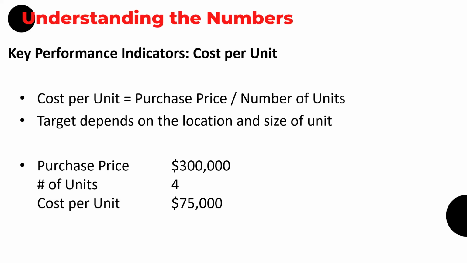If you start to see cost per unit in the 200 or $300,000 range, then you can be pretty sure that you're not going to be able to make this property cash flow positive. If, on the other hand, your cost per unit is $100,000 or less, then chances are you're going to be able to look at this property and do some numbers on it that may make sense.